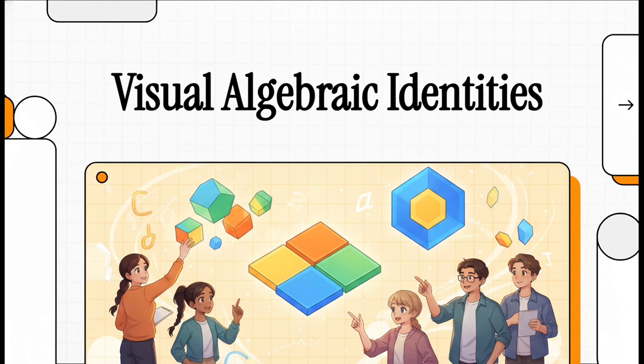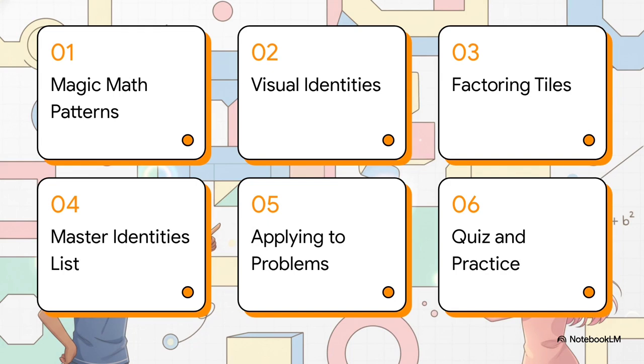Algebraic identities aren't just arbitrary rules someone made up to make tests harder. They are literally the geometric DNA of numbers. Okay, let's dive into this. Here is our roadmap for today.